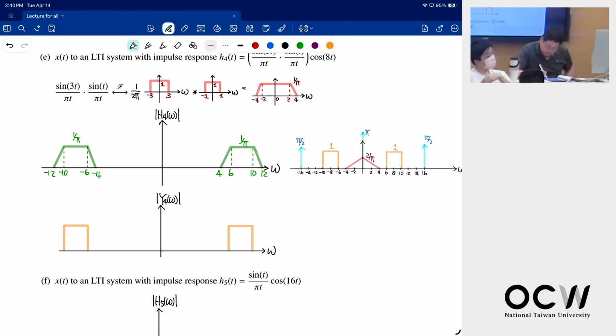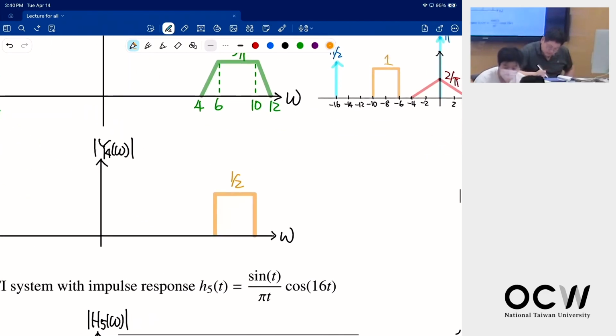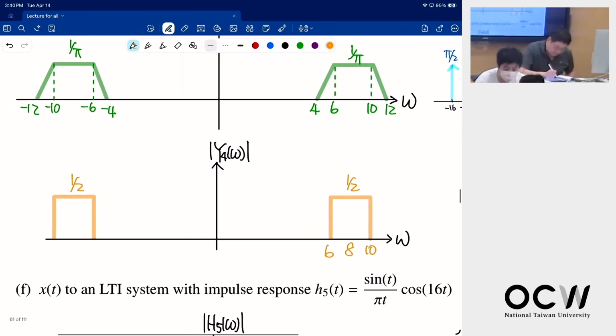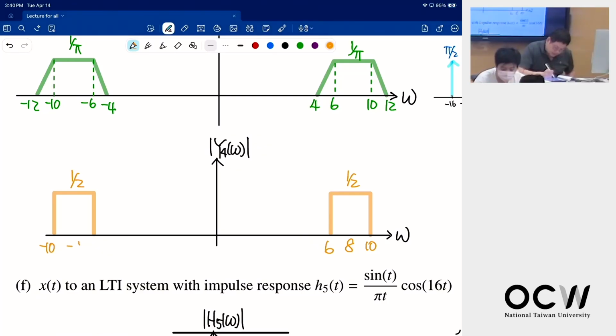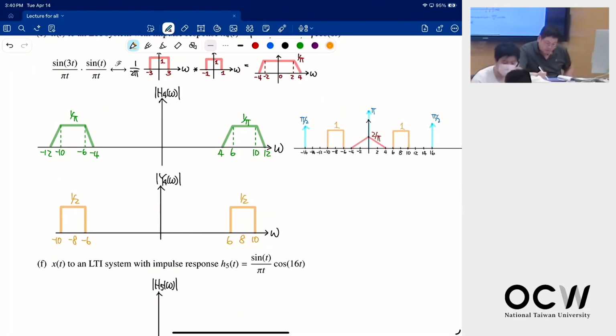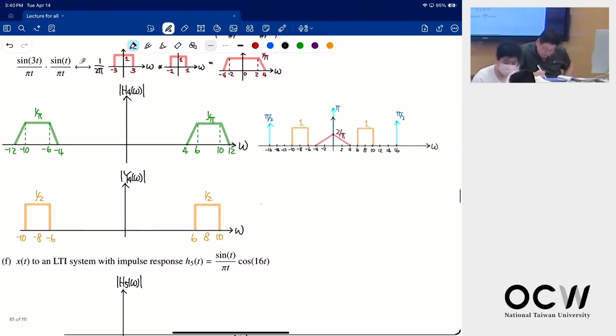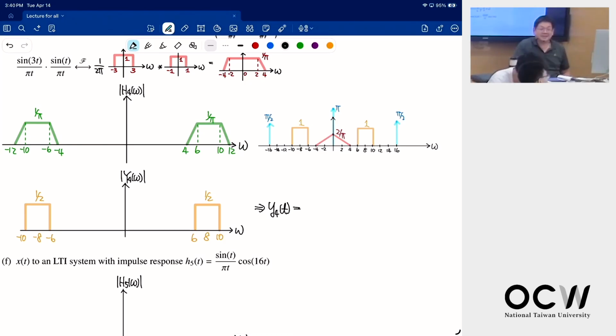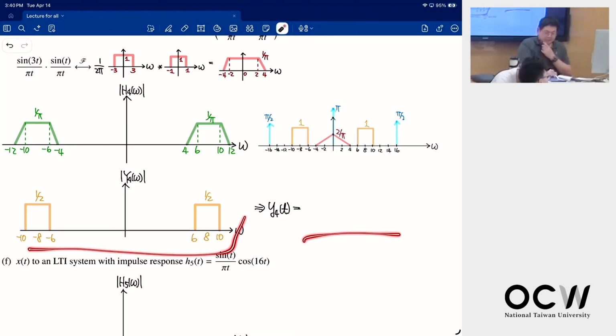This is 1/2, 1/2, 6, 8, 10, -10, -8, -6. Okay, then what is the output in time domain? What is the output? This is the output in frequency domain.